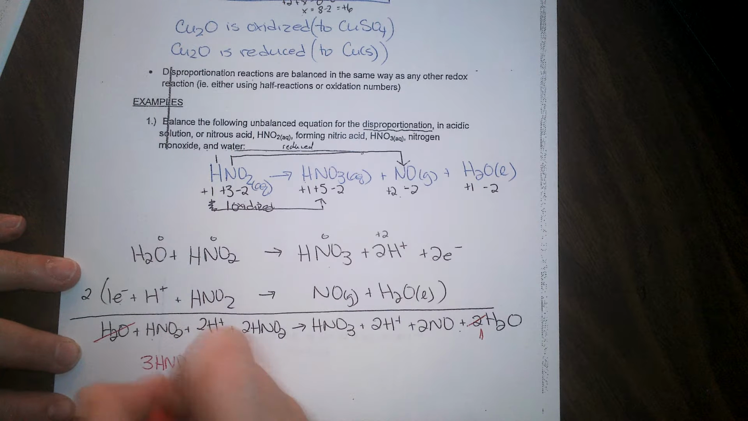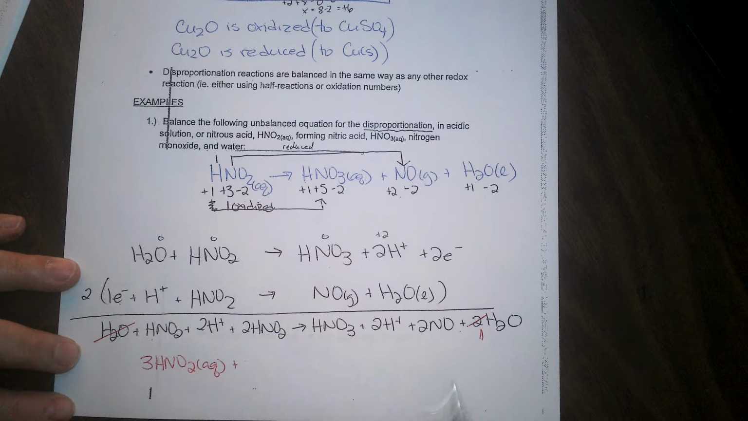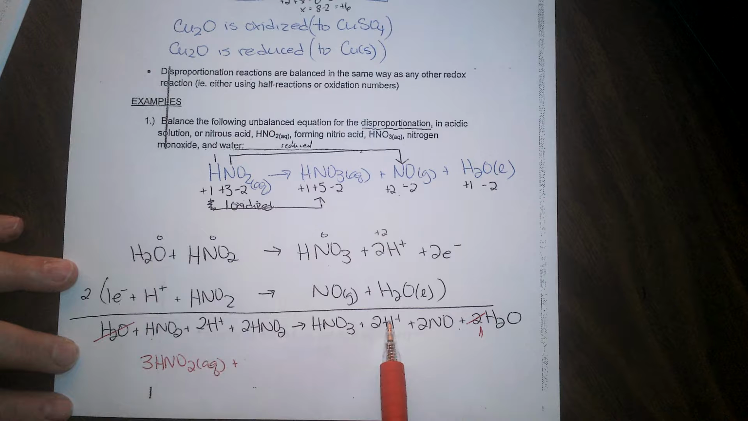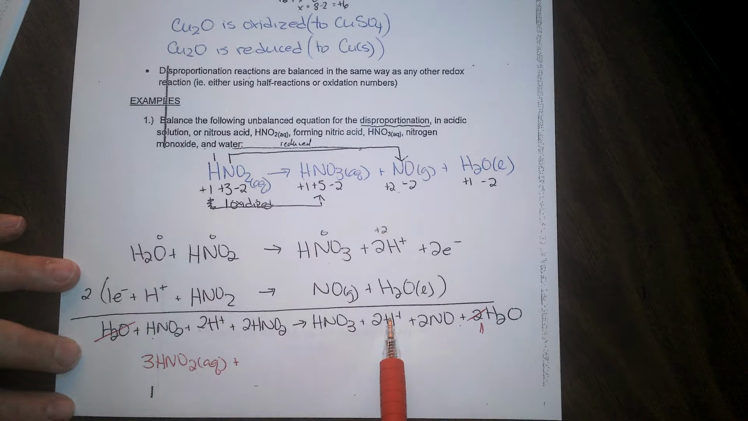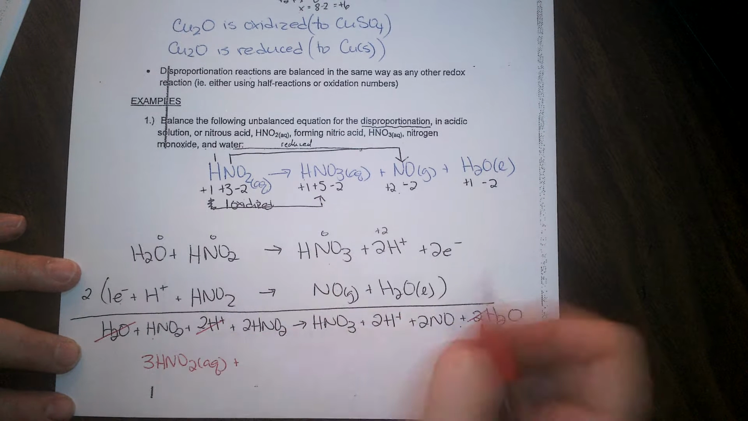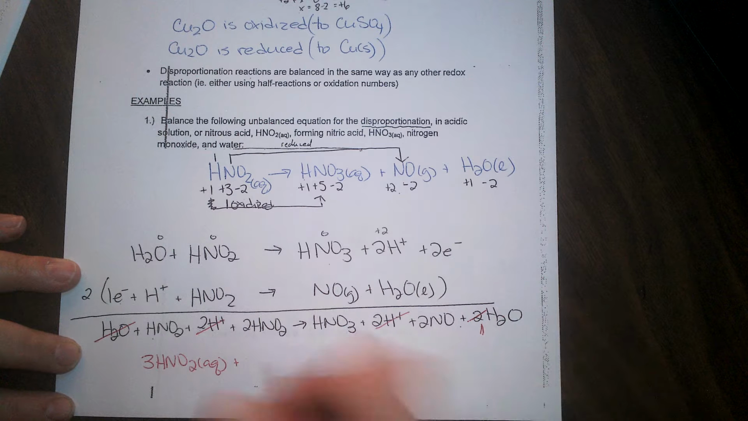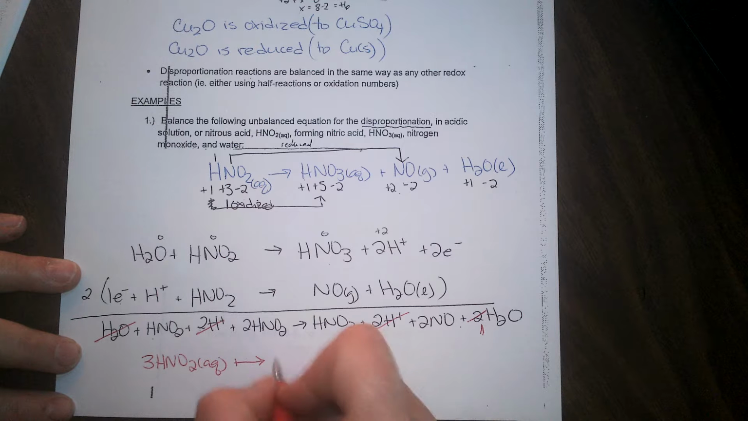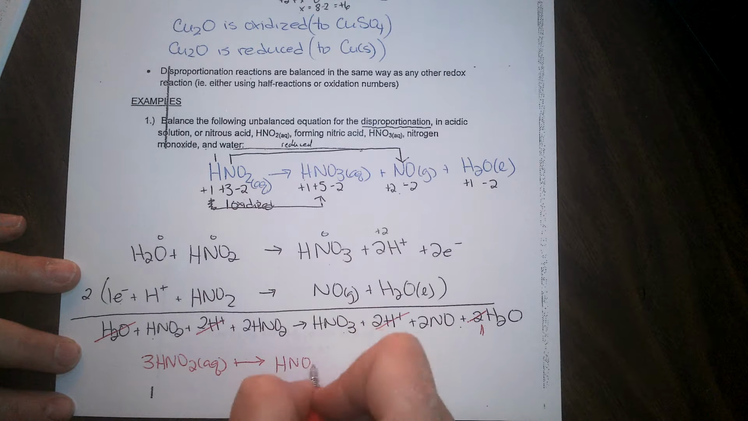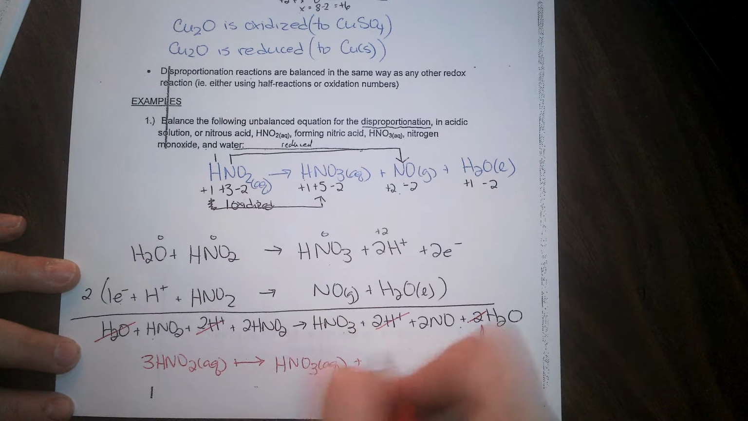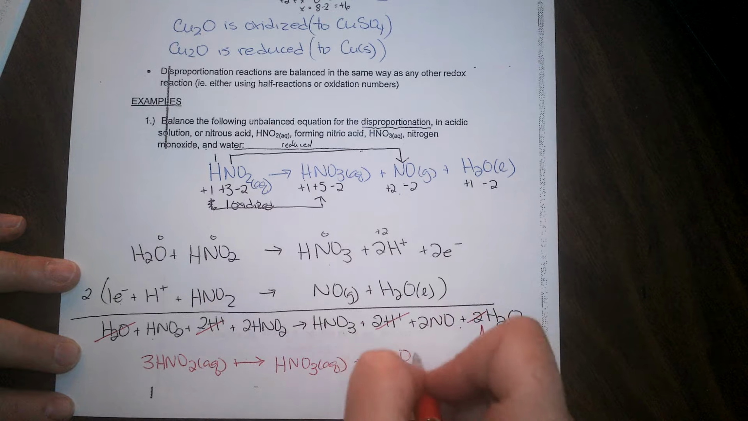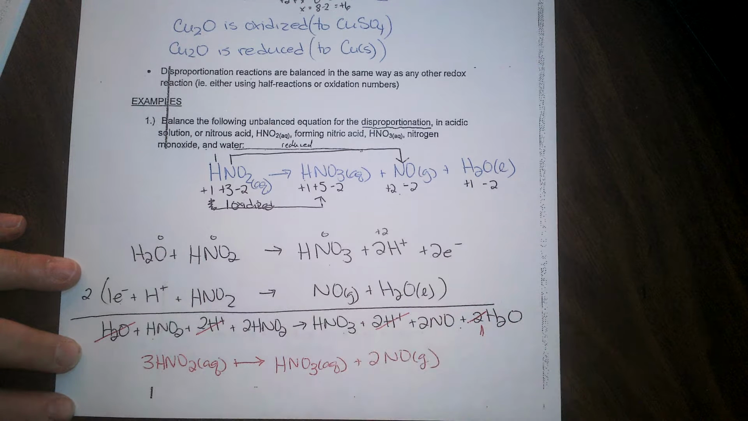Here I have 1 HNO2 and 2 HNO2, so I'm going to combine them. 3 HNO2s. And then I have 2 hydrogens on this side and 2 hydrogens on that side. So they're going to do what, Declan? Cancel. Which leaves me to have an HNO3 on this side and 2 NOs on this side.